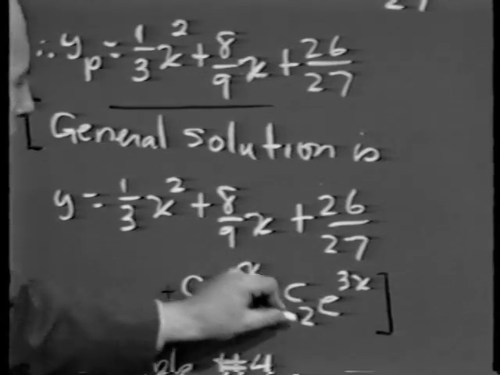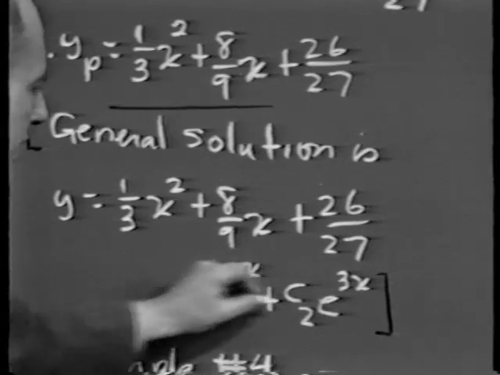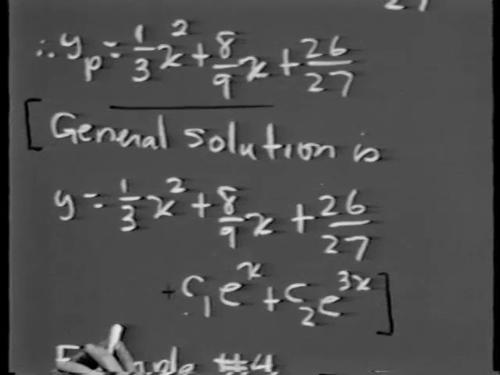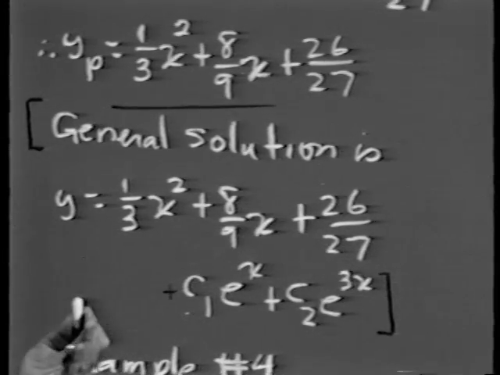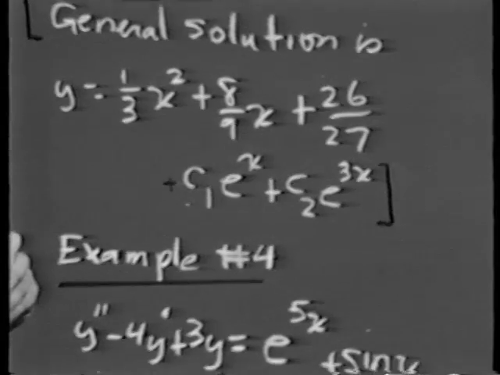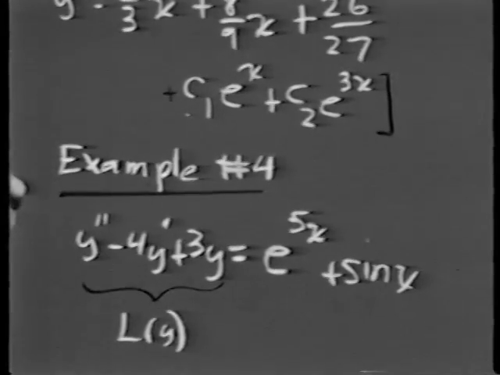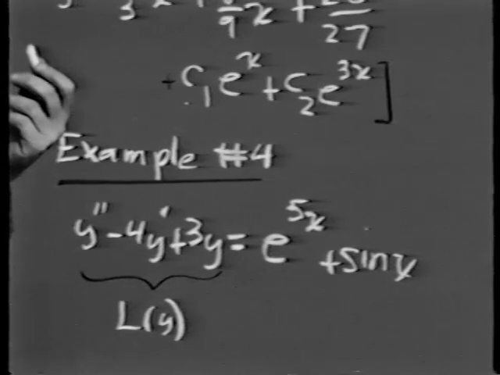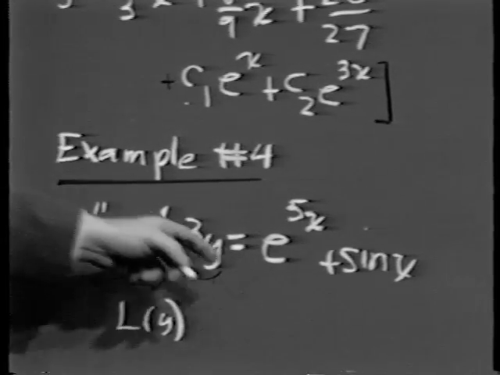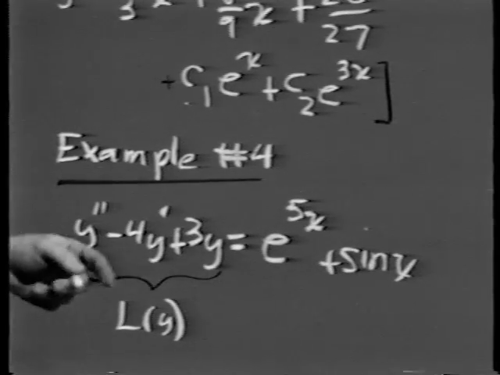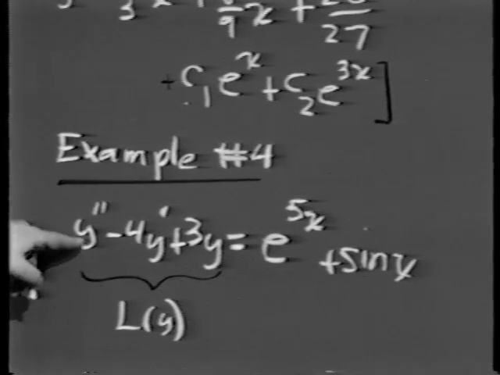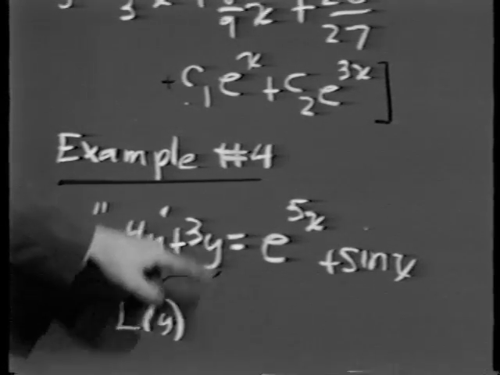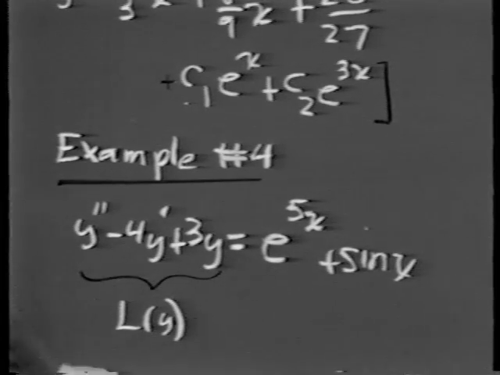c1 e to the x plus c2 e to the 3x, because this is still the general solution of the reduced equation. See, same reduced equation, homogeneous equation, in all three examples. Another example, an example now that says what happens if the right-hand side isn't simply a term of the form described in cases 1, 2, and 3, but rather is a combination of such terms. Suppose, for example, that I want to solve the differential equation y double prime minus 4y prime plus 3y equals e to the 5x plus sine x.